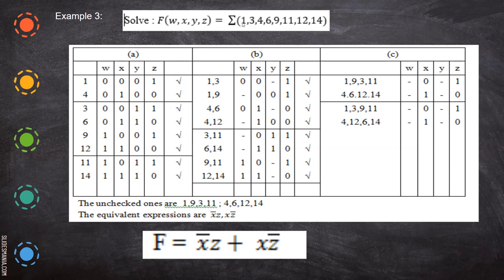First we'll see these are all the minterms and the respective binary numbers. Let us write W, X, Y, Z here as the variables, and then we'll represent the values. Here we have grouped according to the number of ones in the binary number. The first group has only one 1 in it, so we start from 1.